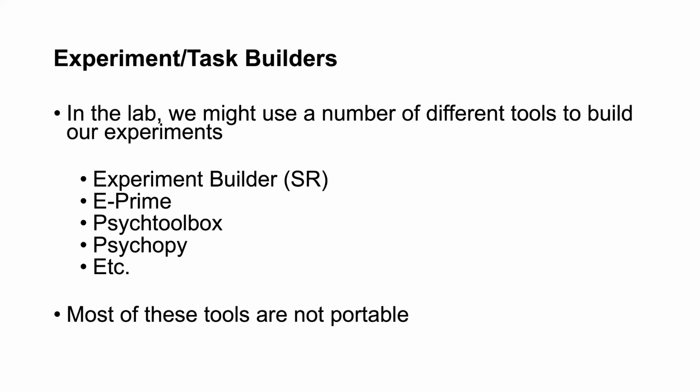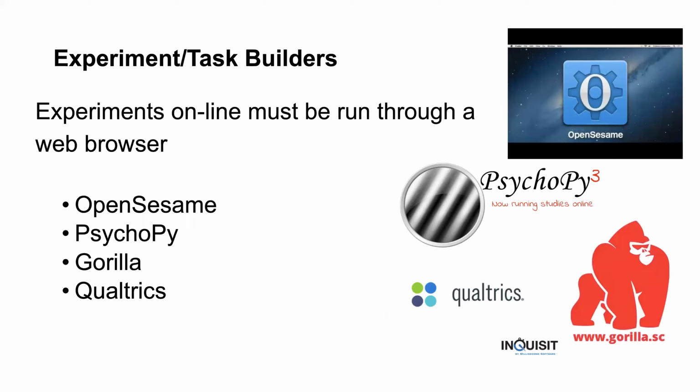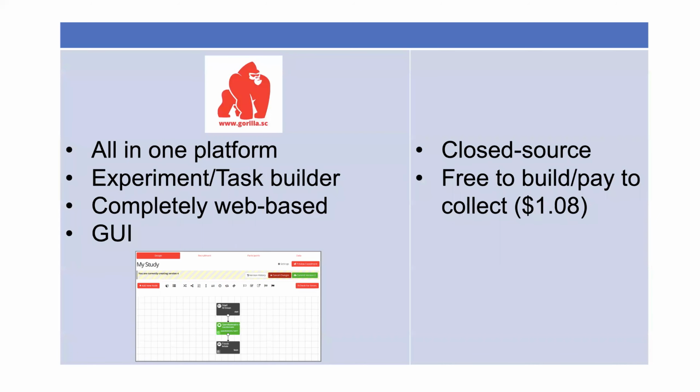You can't do that. However, there are really great experiment or task builders that allow us to run experiments online through a web browser. So here I've listed some of those task builders or platforms that you can use to put your experiment online. So there's Open Sesame, there's PsychoPy, there's Gorilla, and Qualtrics. And I want to talk about some of these platforms. The platform that I want to talk about right now is Gorilla, and that's the one that I've been using, and I think the lab has predominantly been using, and I absolutely love Gorilla. I have nothing bad to say about Gorilla.